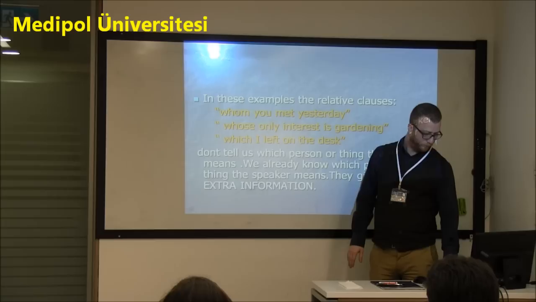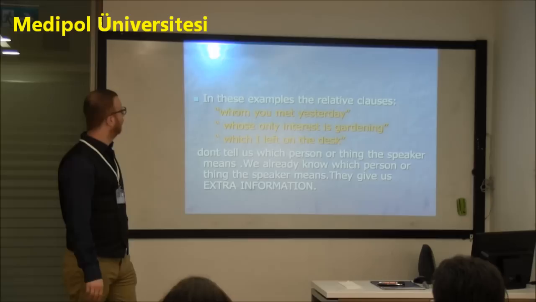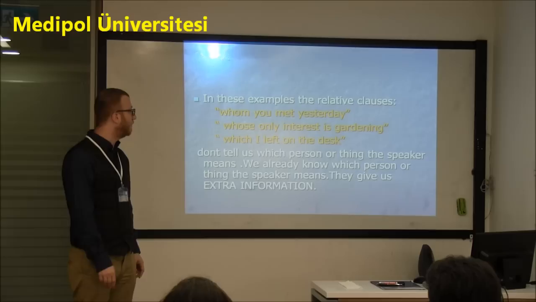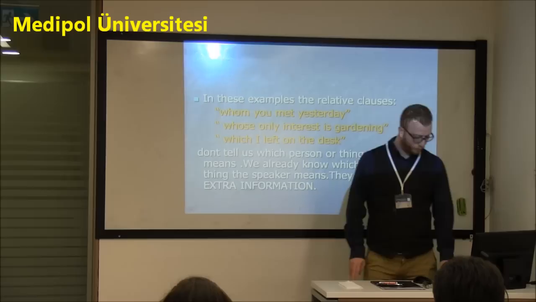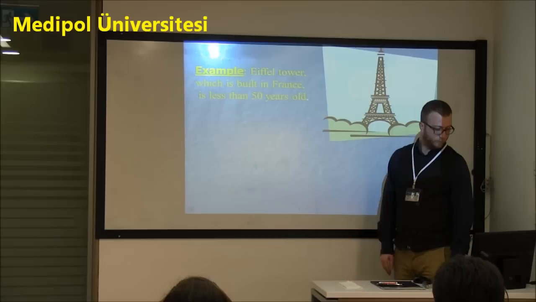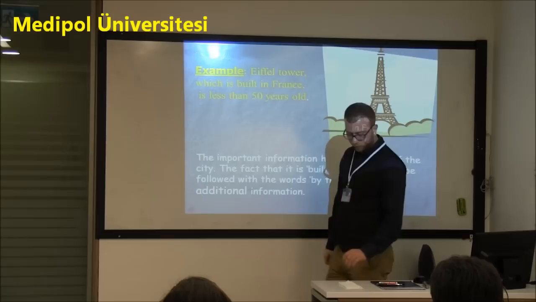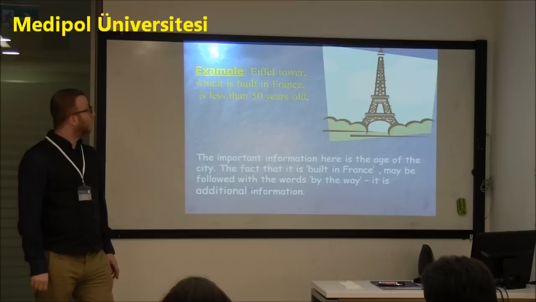In these examples, whom you met yesterday, who's only interested in gardening, which I left on the desk, don't tell us which person or which thing the speaker means. We already know which person or thing the speaker means. They give us extra information, which is called a non-defining relative clause. Here, the Eiffel Tower, which is built in France, is less than 50 years old.